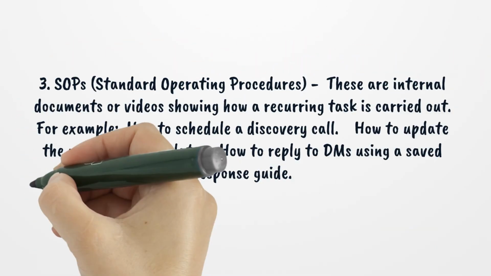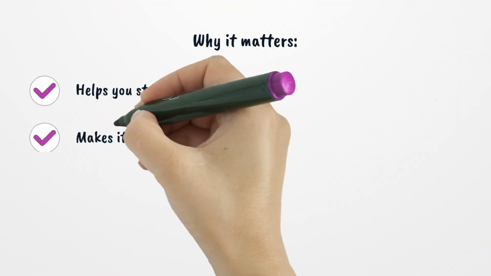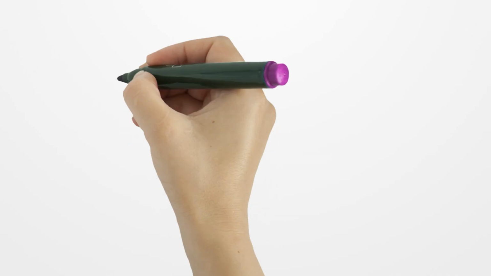3. SOPs, Standard Operating Procedures. These are internal documents or videos showing how a recurring task is carried out. For example, how to schedule a discovery call. How to update the newsletter template. How to reply to DMs using a saved response guide. Why it matters: Helps you stay consistent. Makes it easier to delegate or train a junior VA later. Reduces repetition and error. You can use Notion, Google Docs, or Loom videos to build SOPs.